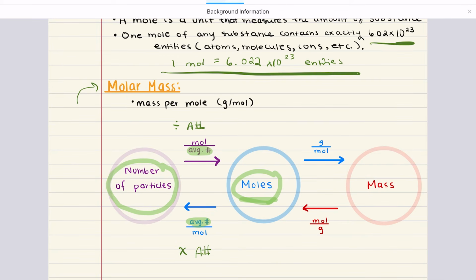Okay, now let's say you know the number of moles and you are interested in converting to mass. How do you go from moles to mass? In order to do that, you're going to multiply by molar mass. Now, if you know the mass and you want to go back to moles, you're going to have to divide by molar mass. Okay, one more layer here.